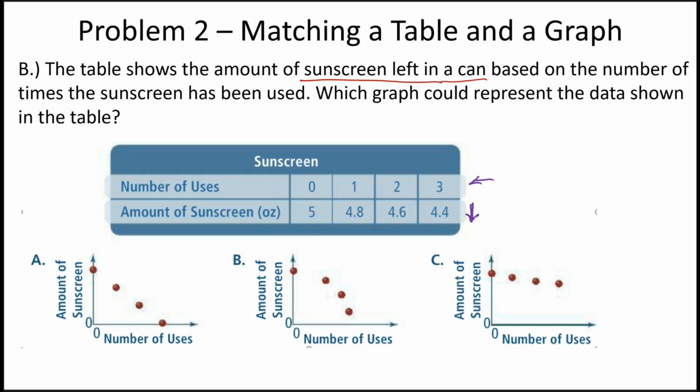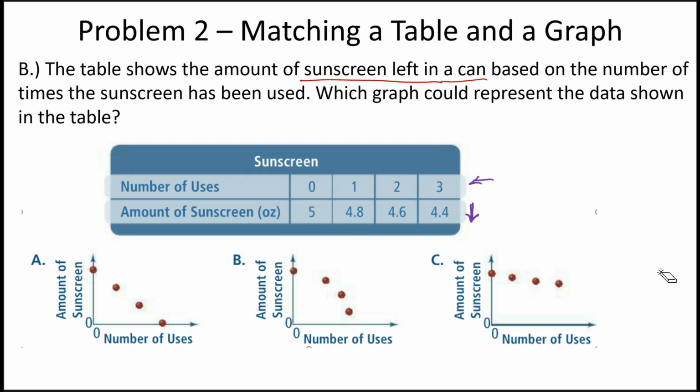So let's look at our graphs to see if there's anything I can eliminate. The first one, that's going down, so that's okay right now. The next one's going down. The next one's going down. So I can't eliminate right now because they're all going down.